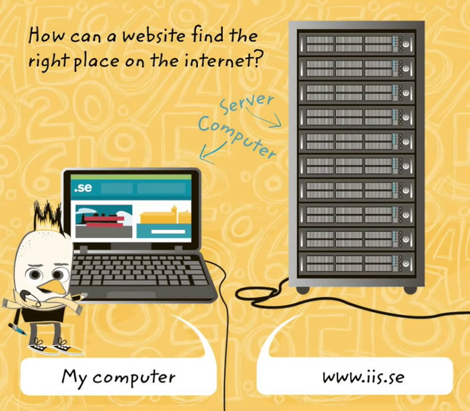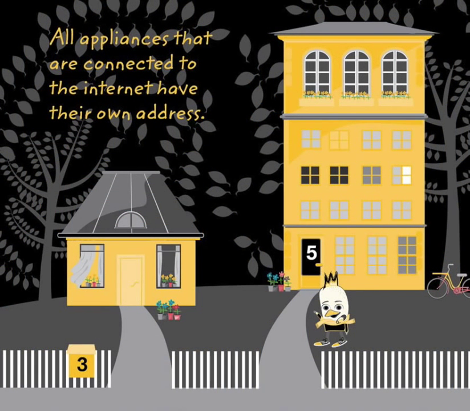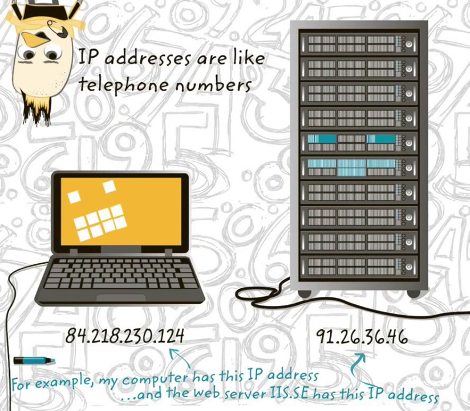How can a website find the right place on the internet and arrive on my computer? That's because all appliances that are connected to the internet, like computers, mobiles, and servers, have their own address. It's like the house you live in. It also has its own address so that you can receive mail and people can visit you. You can also say that internet addresses are like telephone numbers. The right number in the right order makes the computers and mobiles able to find each other on the internet. It's like calling a telephone number and having someone answer. IP addresses are like telephone numbers.